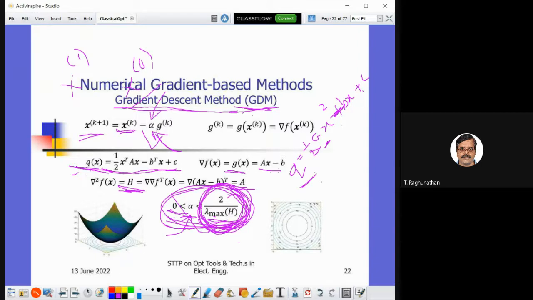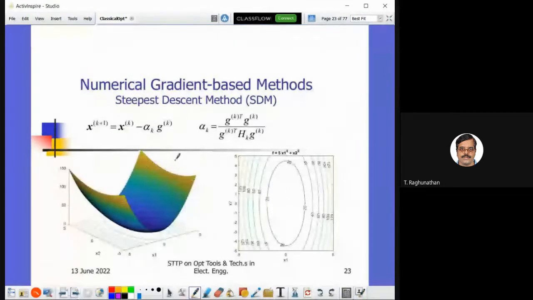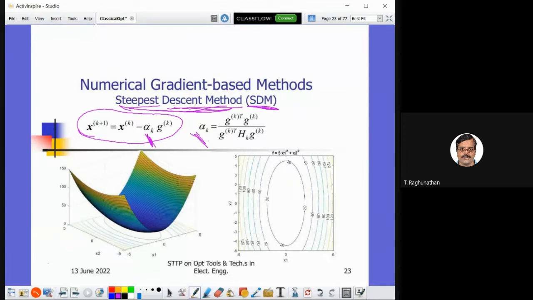So that formula and that method which uses the optimal step size, the gradient descent method that uses the optimal step size, is known as the steepest descent method, SDM. And the formula for alpha k is given here. There is a simple two-line derivation; maybe we need not worry about that. So let us see how the steepest descent method works now.